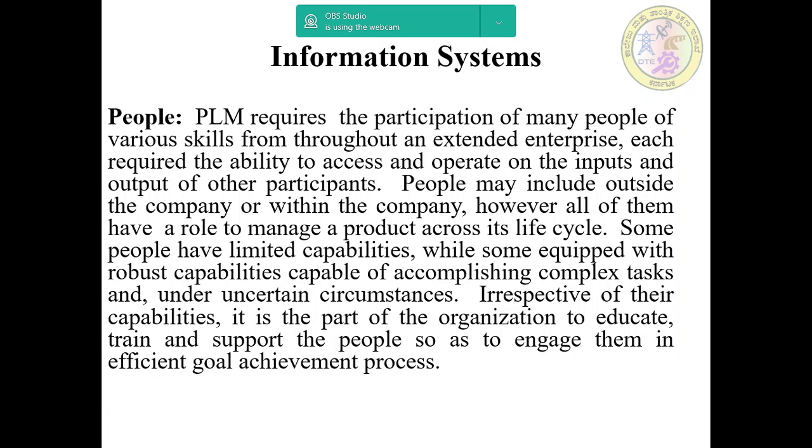The next model is information systems. Information systems are made of three distinct elements: people, processes, and technology. We will discuss them one by one. First, we will take people.